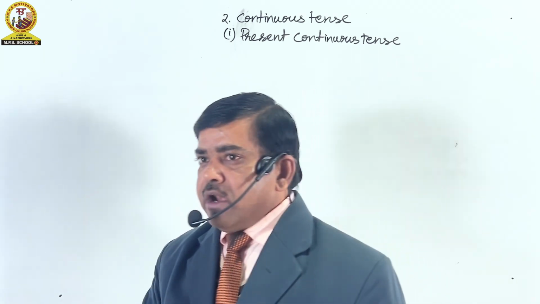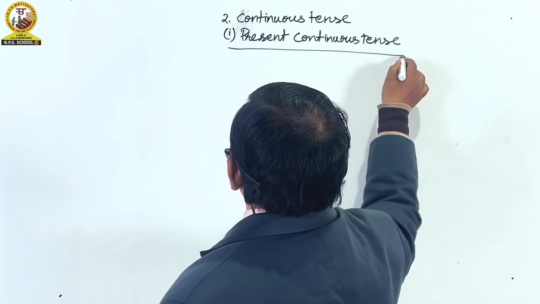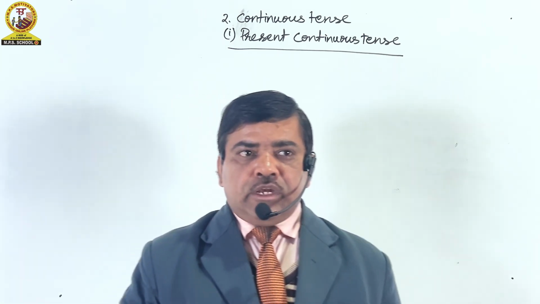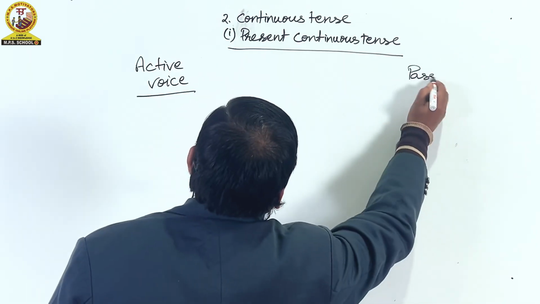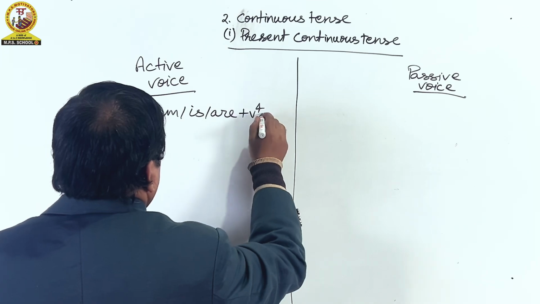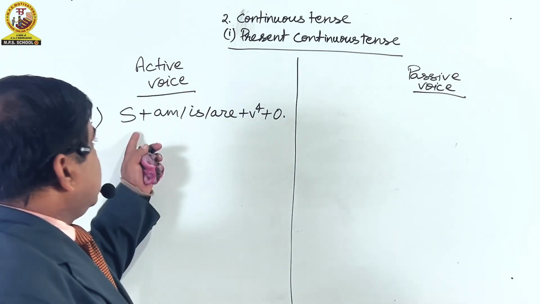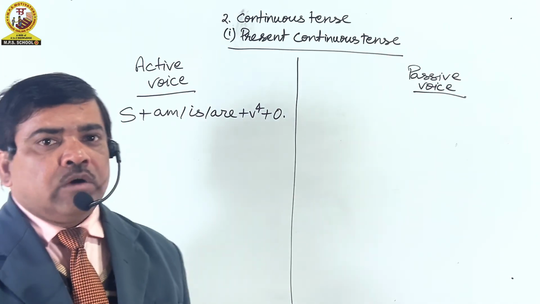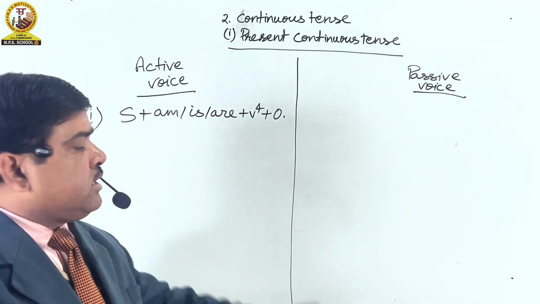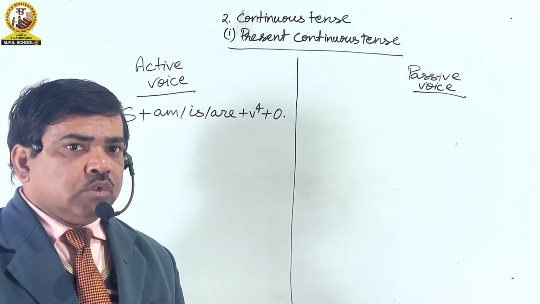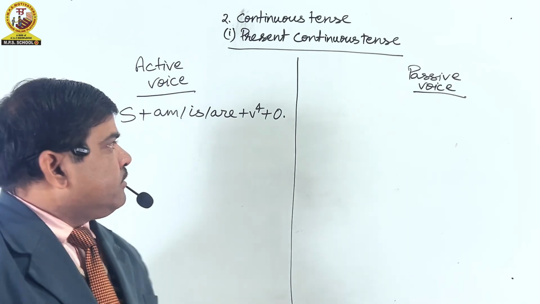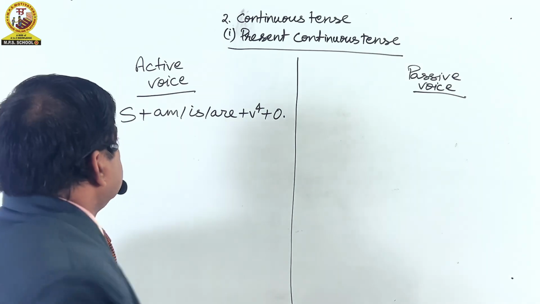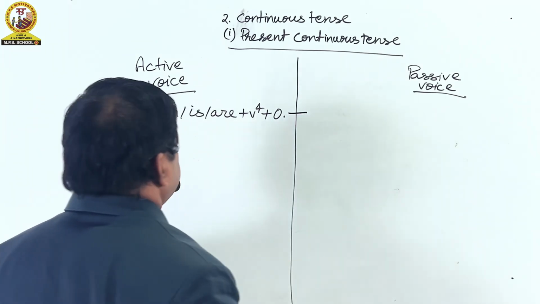So friends, we are going to start how to change active voice into passive voice in present continuous tense. You can see here, friends, the structure formula is subject plus am/is/are plus V4 plus object. We have already studied it, and I have already taught you this structure formula in tense. Once again we have got a chance to revise it in voice. So now let us see how to change it into passive voice.